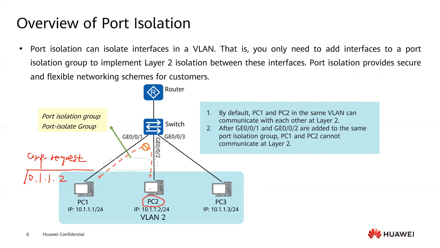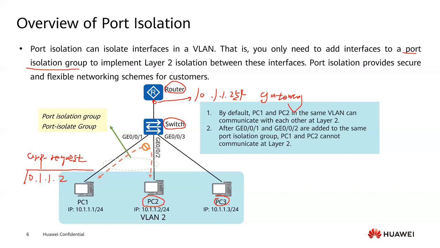So PC1 will not receive the ARP request, but you will find that in this place we have one router. Let's just assume this router is the gateway, 10.1.1.254. This port is not in the port isolation group, and we should know that the ARP request is a broadcast frame. So the switch will send the broadcast frame to the ports that do not belong to the isolation group. So PC3 will receive the ARP request.